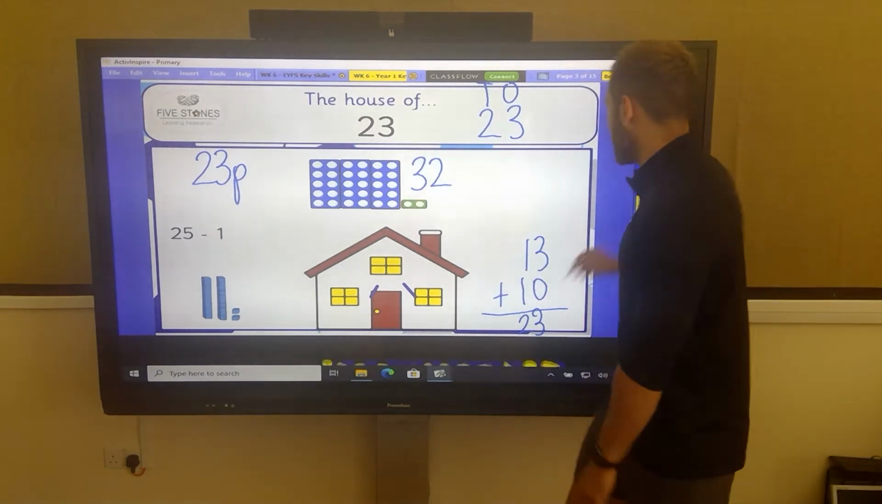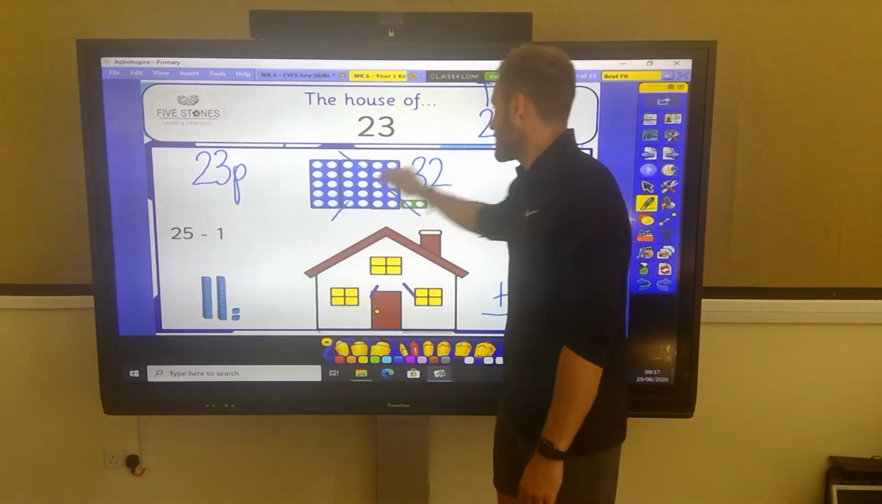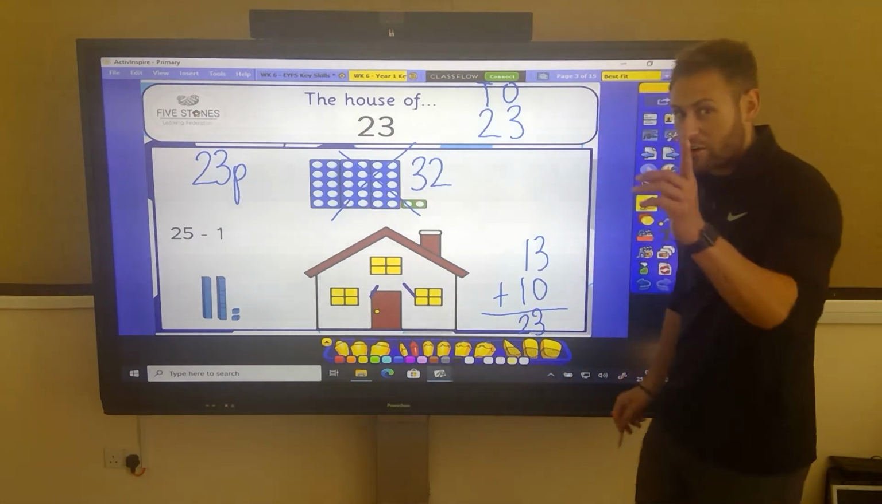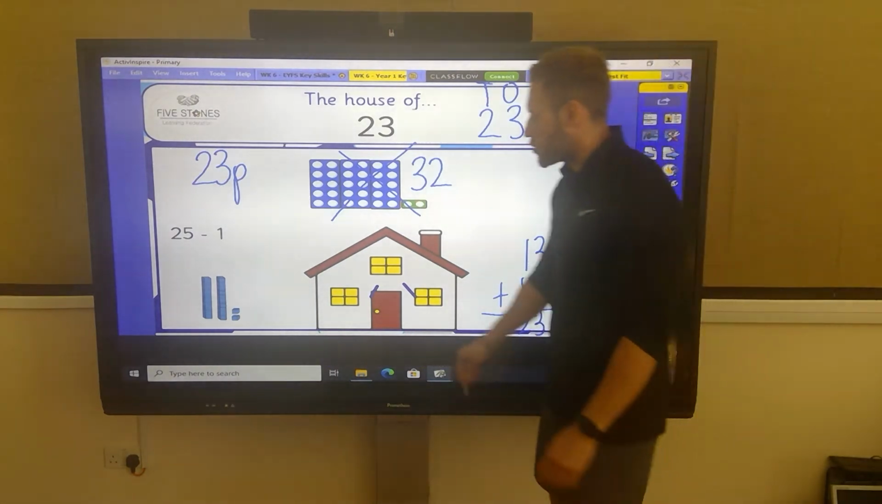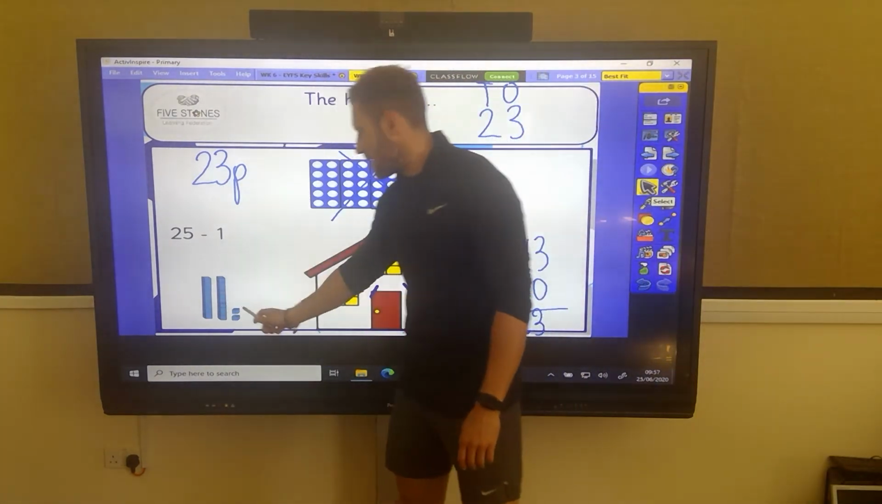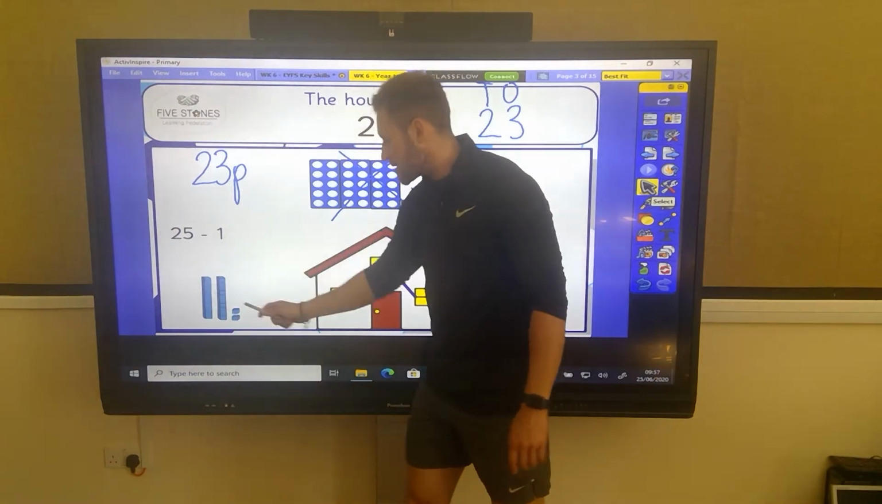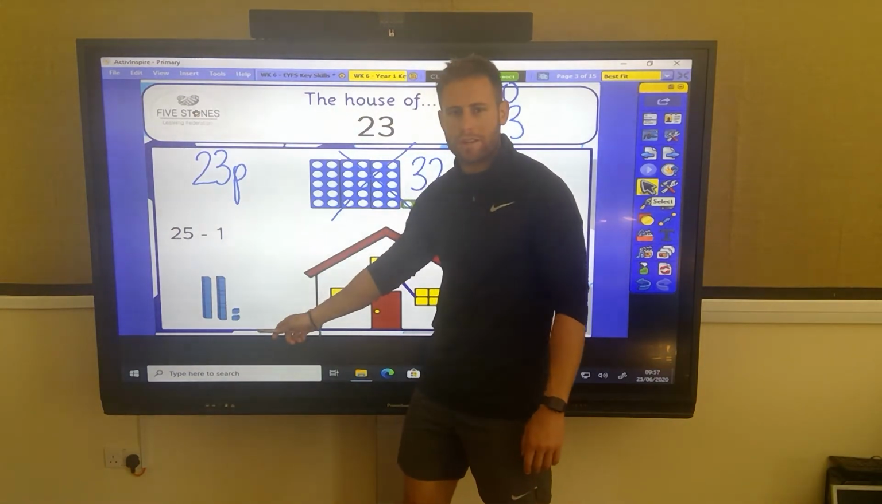So so far we've got one representation that can't. Should we see if there are any more that can't? So we've got here our 10 stick. 10, 20, 21, 22.